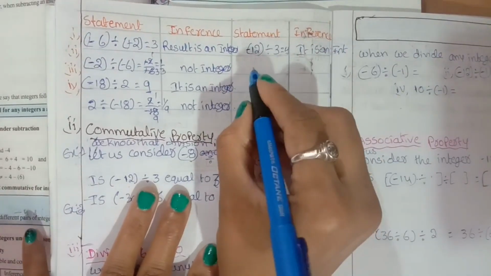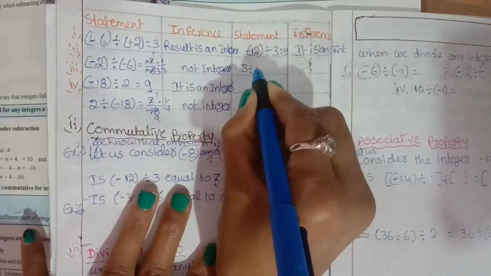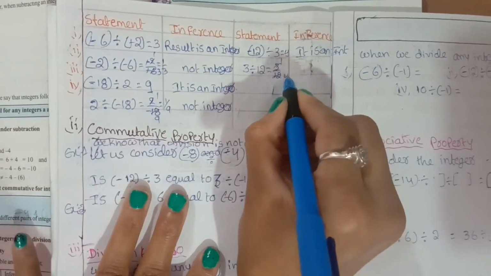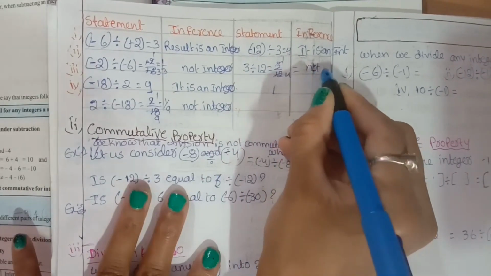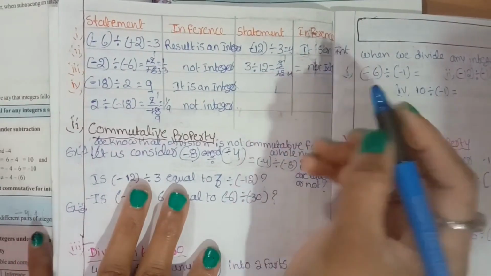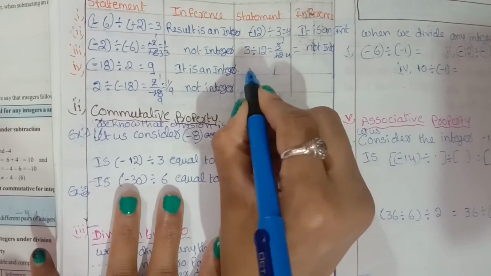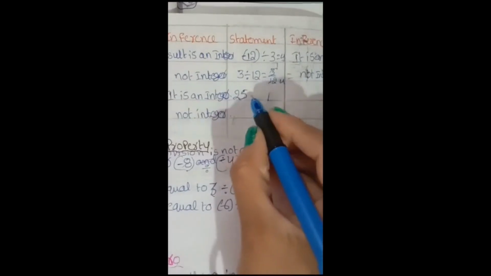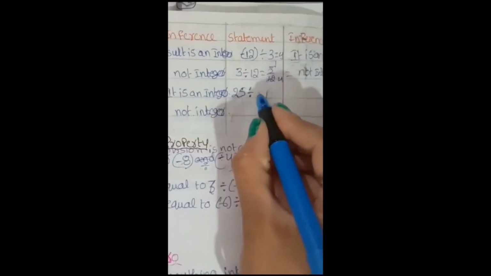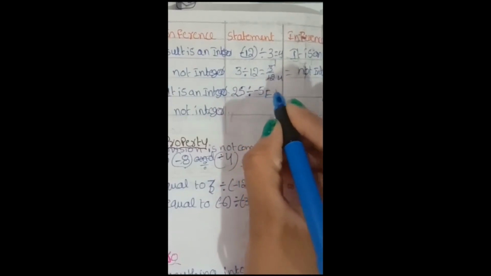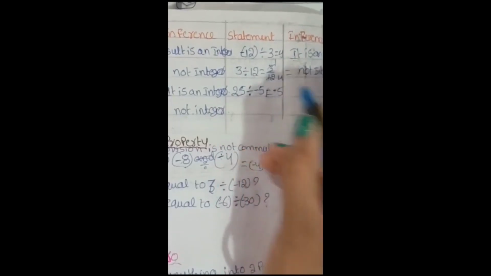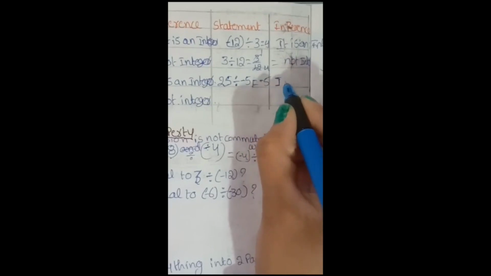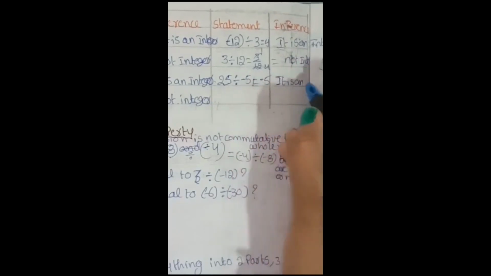Next one is 3 divided by 12. So that is 3 by 12, which is 1 by 4. It is not an integer. Next example is 25 divided by minus 5. The answer is minus 5. Minus 5 is an integer.